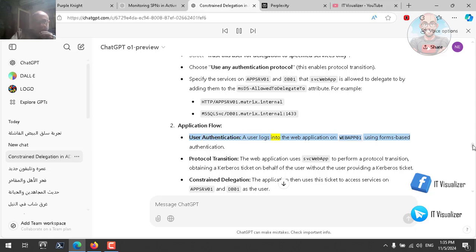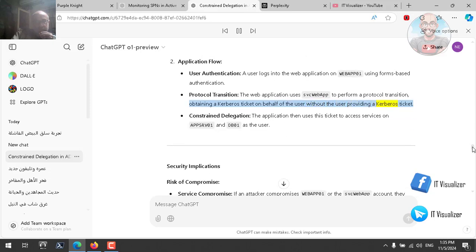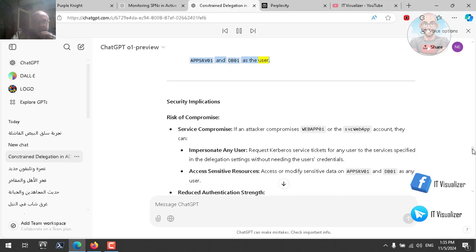Application flow. User authentication: a user logs into the web application on webapp01 using forms-based authentication. Protocol transition: the web application uses SVC-WebApp to perform a protocol transition, obtaining a Kerberos ticket on behalf of the user without the user providing a Kerberos ticket. Constrained delegation: the application then uses this ticket to access services on APPSRV01 and DB01 as the user.